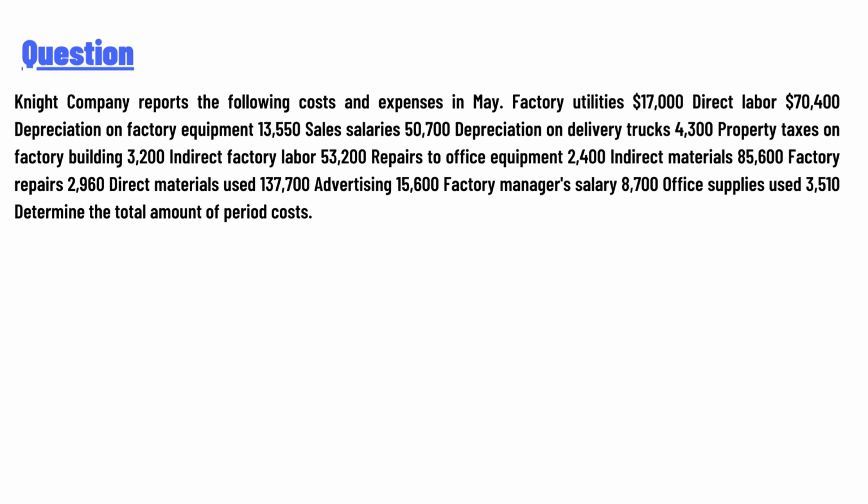53,200, repair of office equipment 2,400, indirect material 35,600, factory repair 2,960, direct material used 1,37,700, advertising 15,600, factory manager's salary 8,700, office supplies used 3,510. Determine the total amount of period costs.